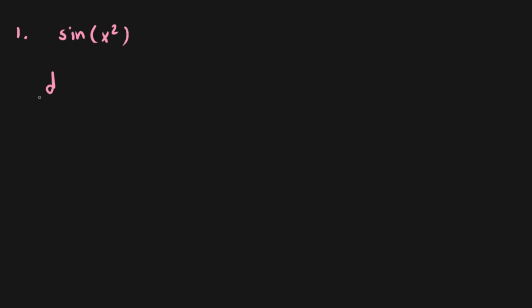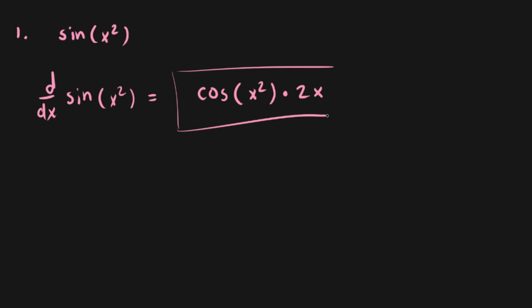So the derivative of sine x squared is equal to, the derivative of sine is cosine. So we have cosine, and the argument stays the same for now. Now we multiply this by the derivative of the argument, which is x squared. And as we all know, the derivative of x squared is just 2x. So this is your final answer.